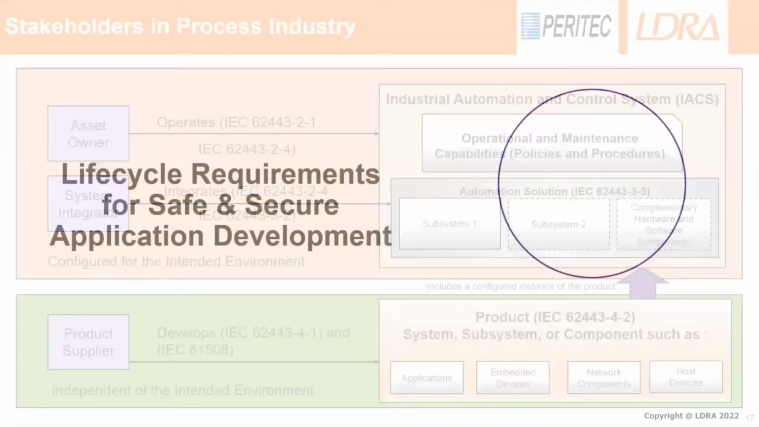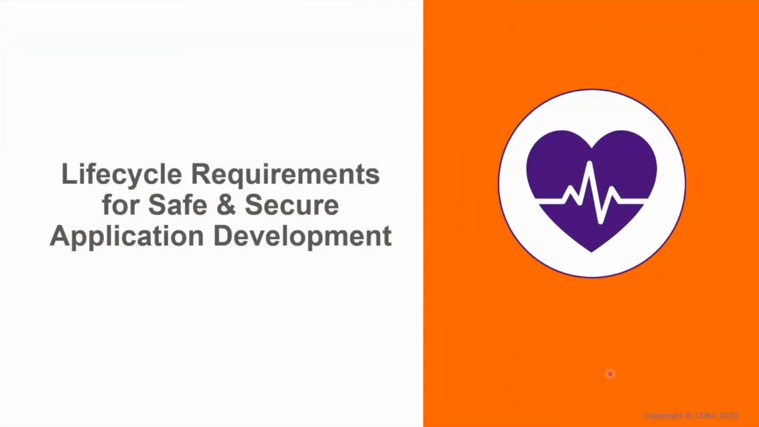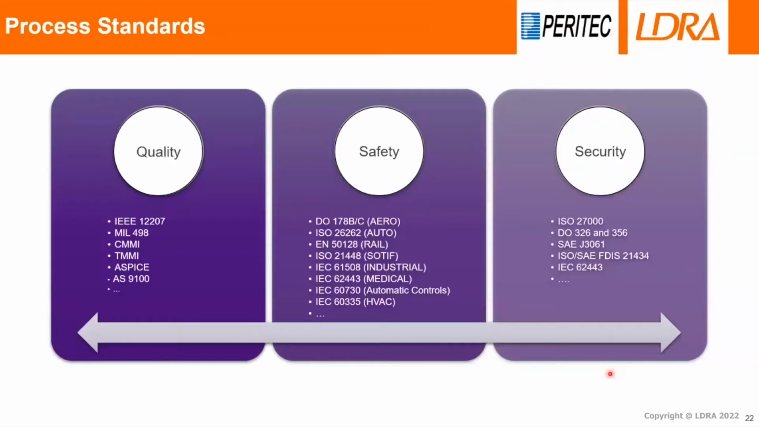So now the lifecycle requirement for safe and secure application development, we can have a detailed look. So we understood what's happening in the automotive industry related to the process standards, and what are the requirements of industrial applications with respect to safety and security. So if you look at the process standards, there are process guidelines available for improving the quality of the product. For example, IEEE 12207, which talks about the lifecycle requirements for developing a software product. There is MIL 498 standard, CMMI standard, TMMI, ASPICE for the automotive, AS 9100 for the aerospace industry.